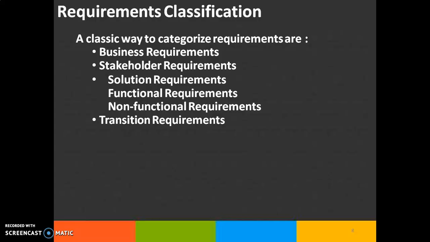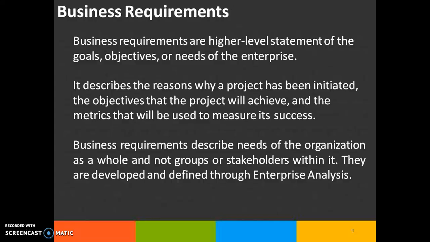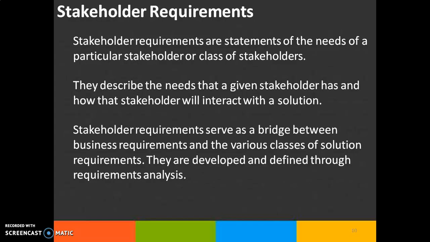Then the classification of the requirements. A classic way to categorize the requirements is business, stakeholder, solution, functional or non-functional requirements. Then what do you mean by business requirements? Business requirements are higher level statements of the goals, objectives or needs of the enterprise. Business requirements describe needs of the organization as a whole and not groups or stakeholders within it. They are developed and defined through enterprise analysis.